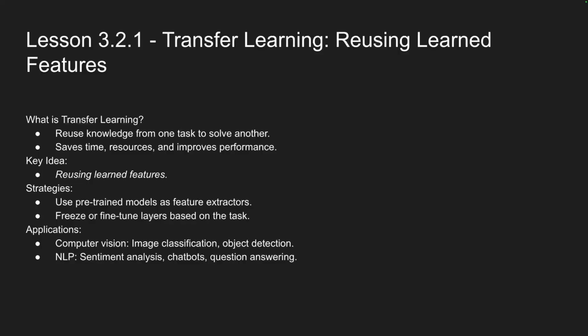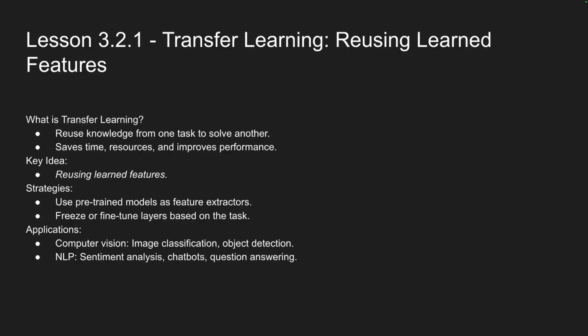Have you ever wondered how some machine learning models seem to work so well, even when they're applied to completely new problems? Well, the secret often lies in something called transfer learning. It's a powerful concept that allows us to reuse knowledge from one task to solve another.